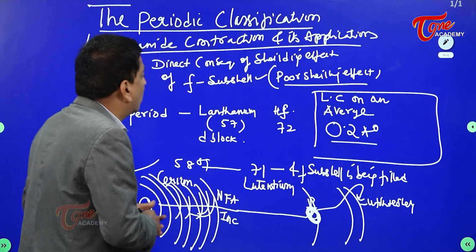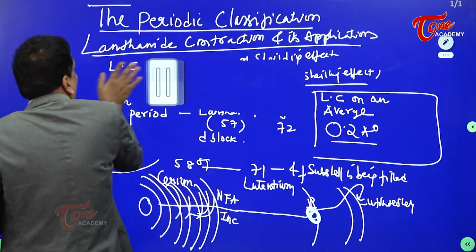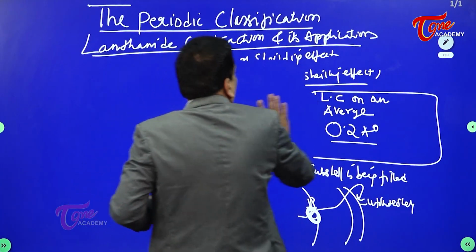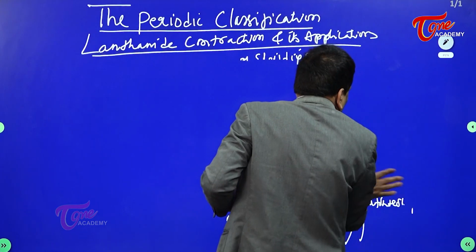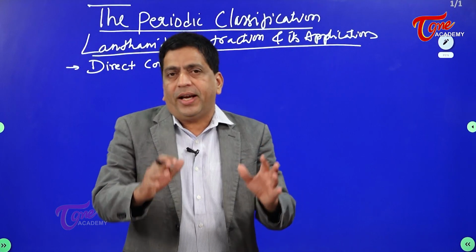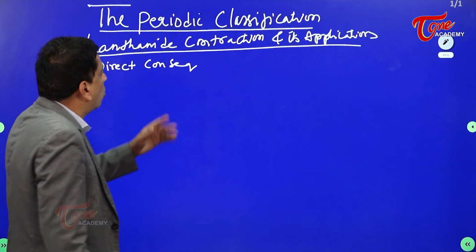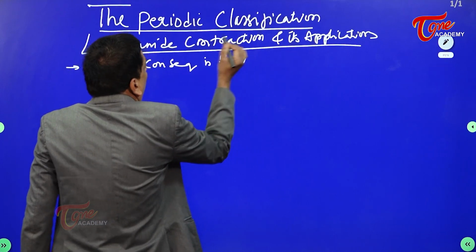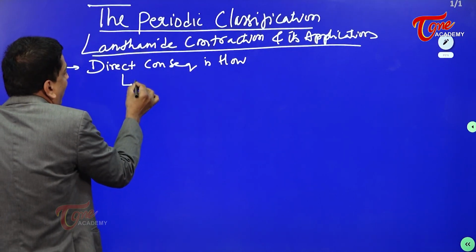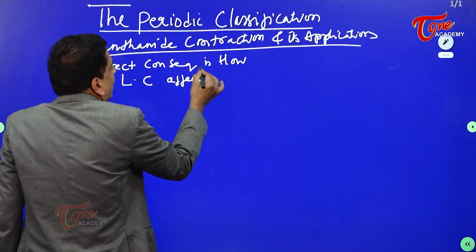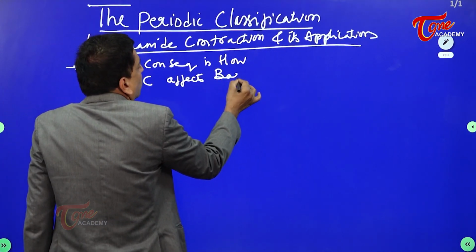If this is the case, then this was told to you earlier also, but what are the various consequences of lanthanoid contraction? Let us take a few more things. One of the direct consequences is how lanthanoid contraction affects the basic nature of hydroxides.